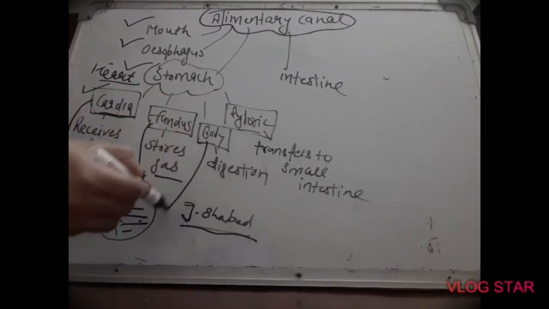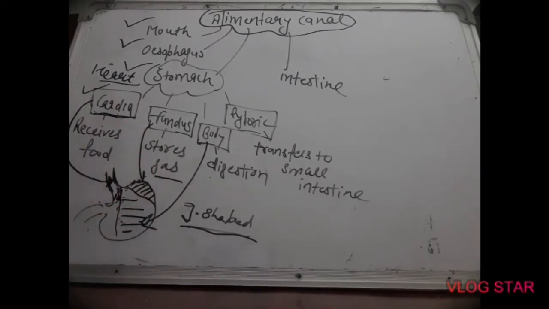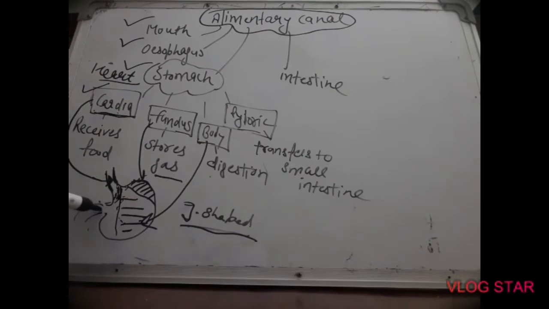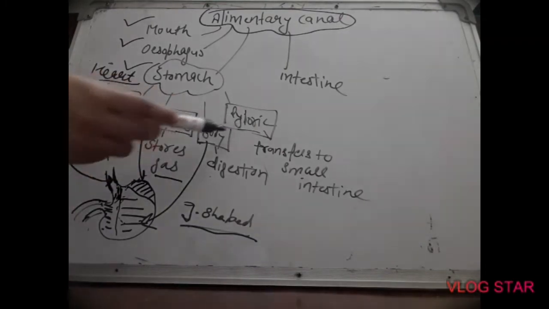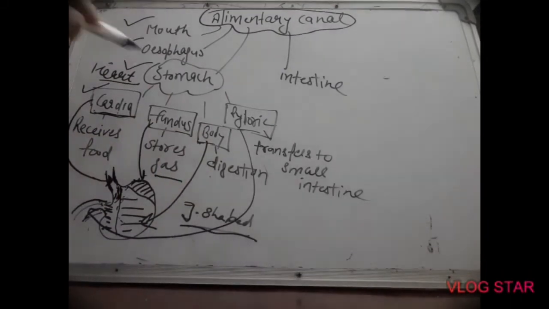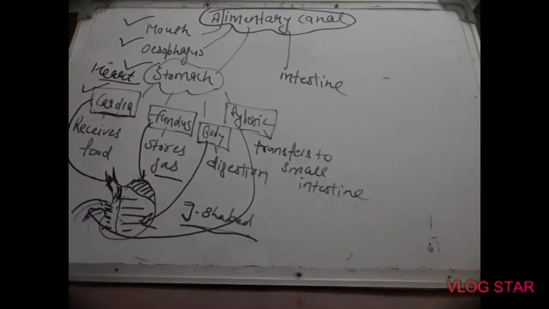The body is the part which helps in digestion of the food. Then the pyloric part, the lower part of the stomach, the part which opens or transfers the food into the small intestine. So the pyloric part is the part which opens into the small intestine. So this is all about the parts of the stomach and the function of the stomach.